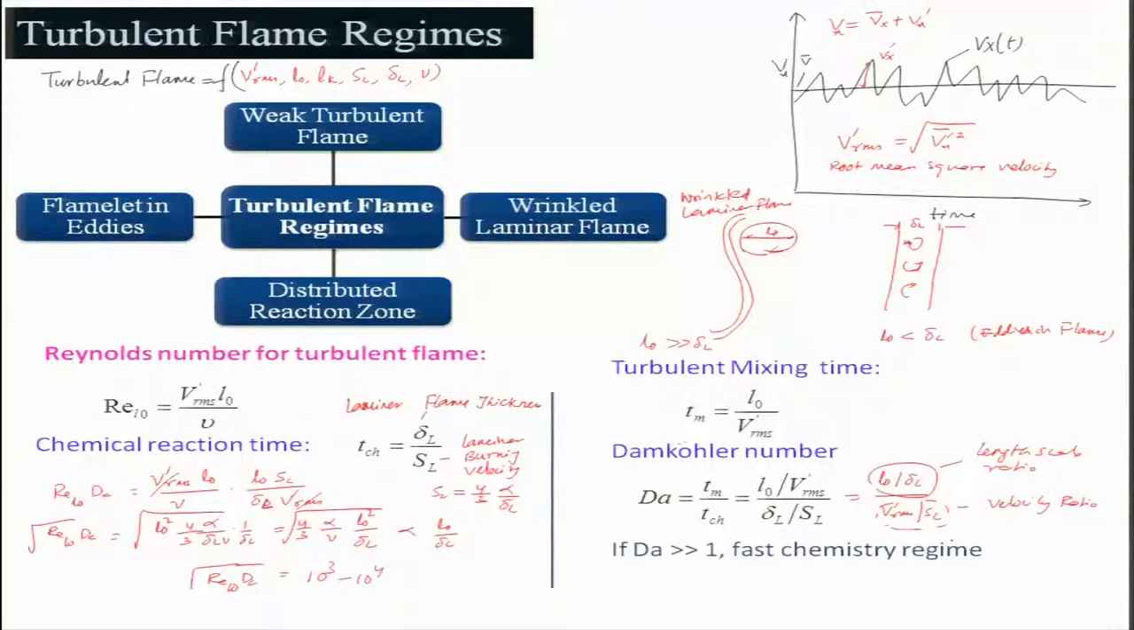So if the Damkohler number is much smaller than 1, then the mixing is faster. The length scale ratio is much higher as compared to the velocity ratio, or in other words, the mixing time is very small as compared to the chemical time, right? So that is the Damkohler number less than 1, the fast mixing regime.